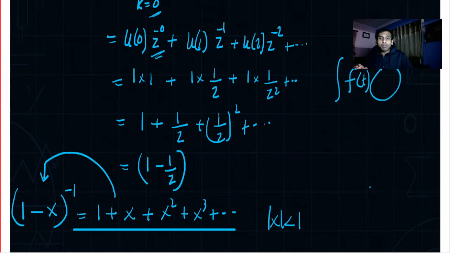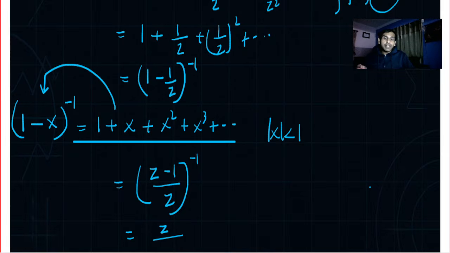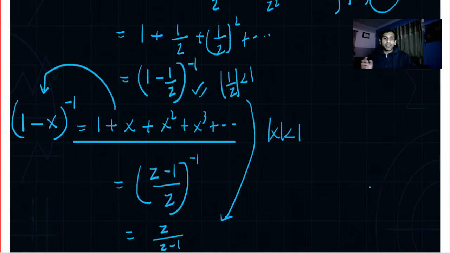z the whole power minus 1, which simplifies to, you can take LCM, you'll get z minus 1 by z the whole power minus 1, which is z divided by z minus 1. By the way, this formula will work only if 1 by z under modulus is less than 1. So you can put the condition over here. That's it. So can you see we started with a sequence 0, 0, 0, 1, 1, 1, 1, 1, and this is the transform.